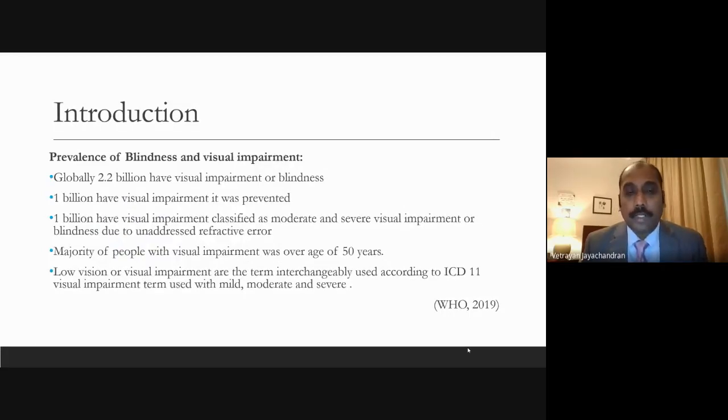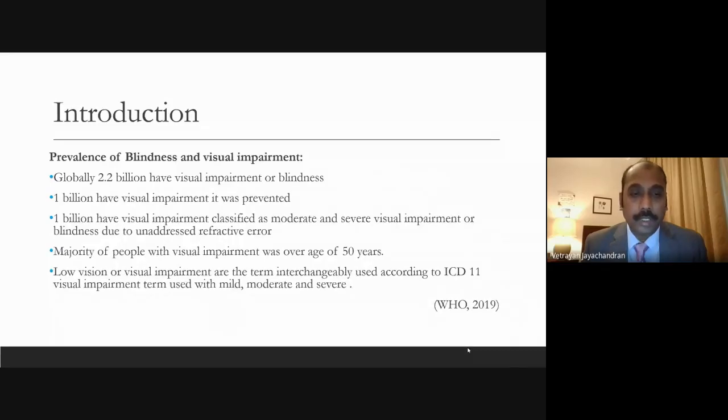First we have to understand the prevalence of blindness and visual impairment. According to WHO, globally 2.2 billion people have visual impairment or blindness. Of those, 1 billion have a visual impairment that could have been prevented, meaning they could get correction of the errors and all kinds of treatment. But 1 billion people with visual impairment are not able to address their refractive errors. They do not get appropriate treatment or appropriate glasses to correct their vision, so they can be classified as having moderate to severe visual impairment. One billion is a huge number. It is mainly due to a lack of awareness about visual impairment and what kind of rehabilitation process can happen for this population.